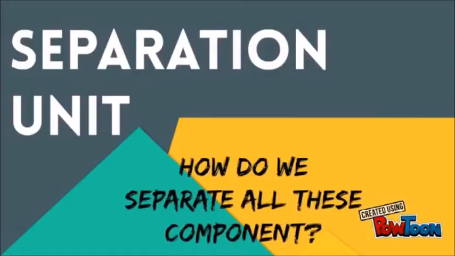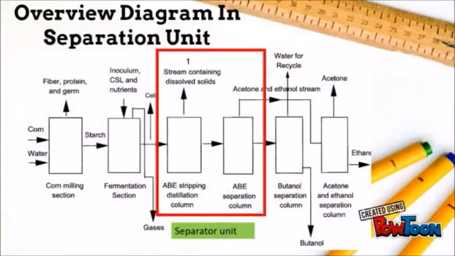So, how do we separate all these components? This is an overview diagram of the separation unit for the production of acetone-butanol.